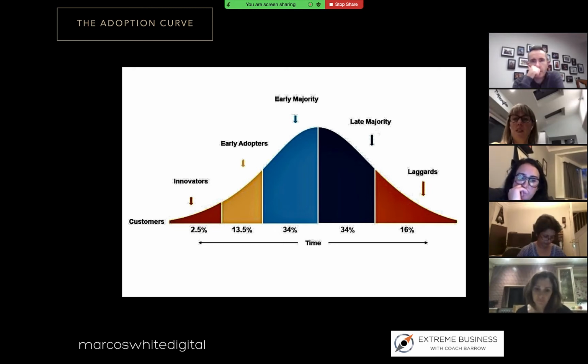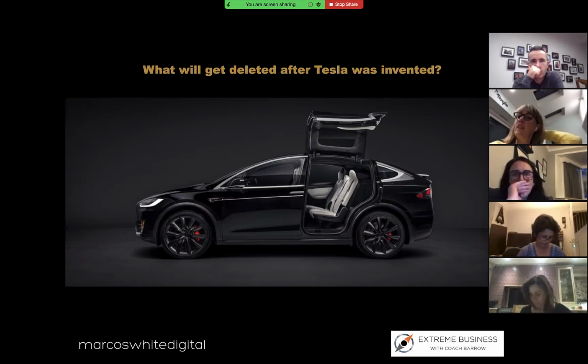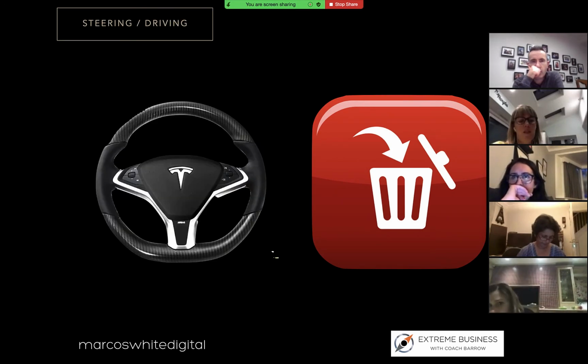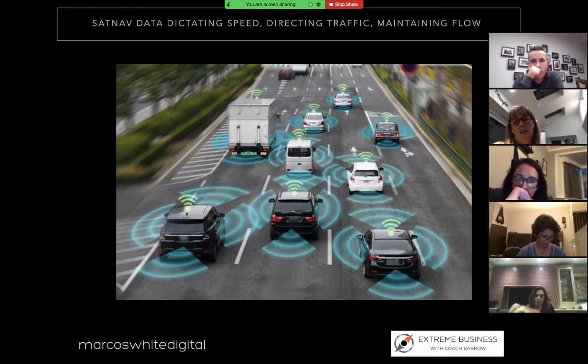So when we look at adoption curves, before it was about when should we jump in. What I'm saying to you now is the longer you leave it, the only thing you're risking is being the last guy to the party, okay? Tesla's currently deleting petrol. The oil industry will collapse and we won't have to drive anywhere anymore.